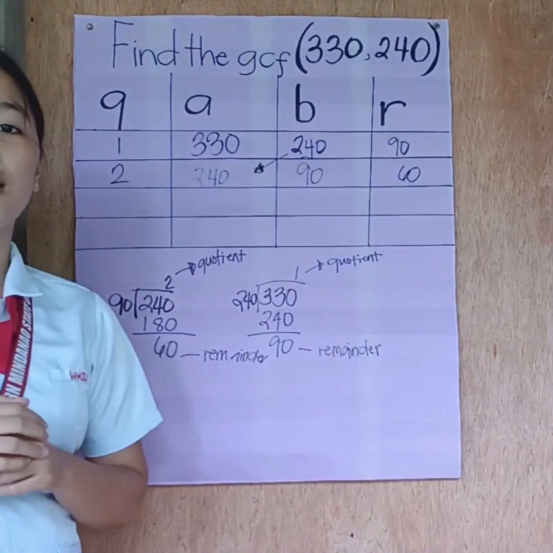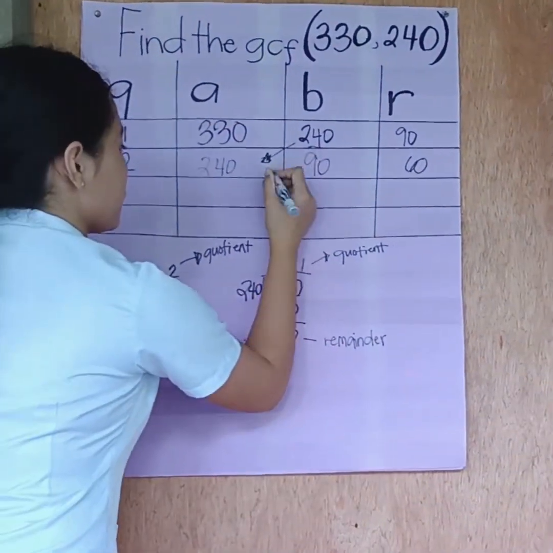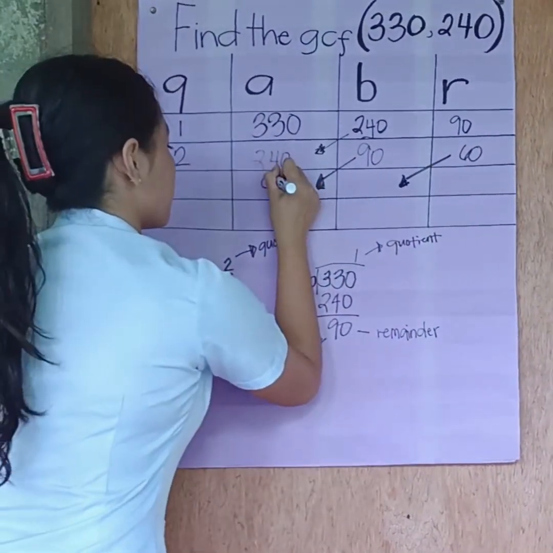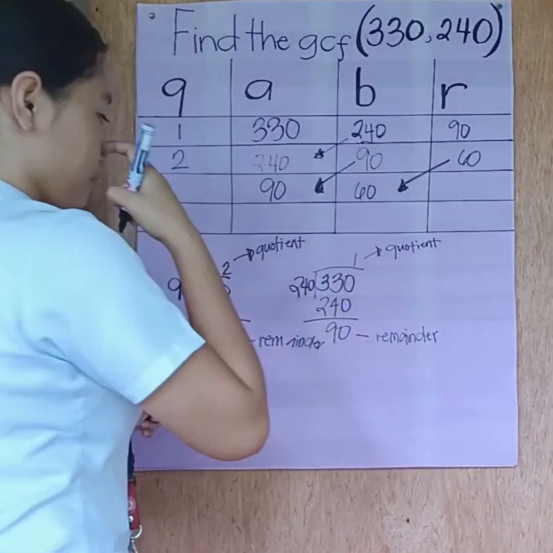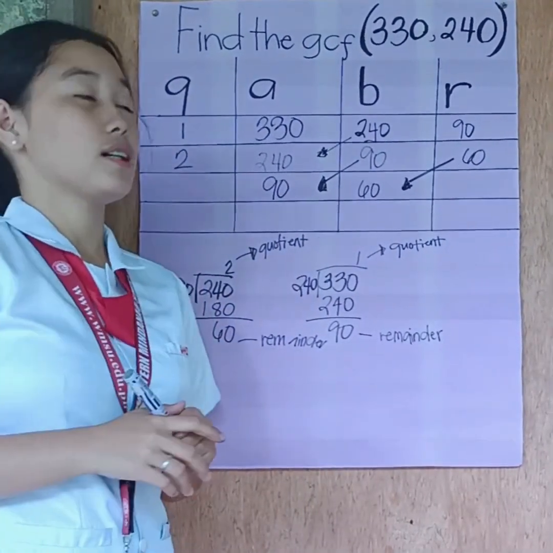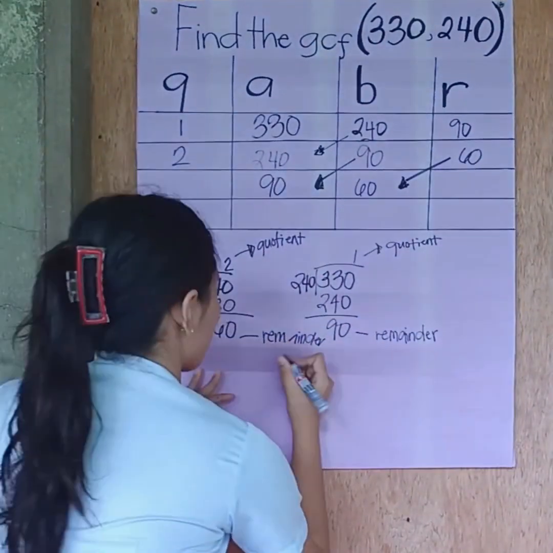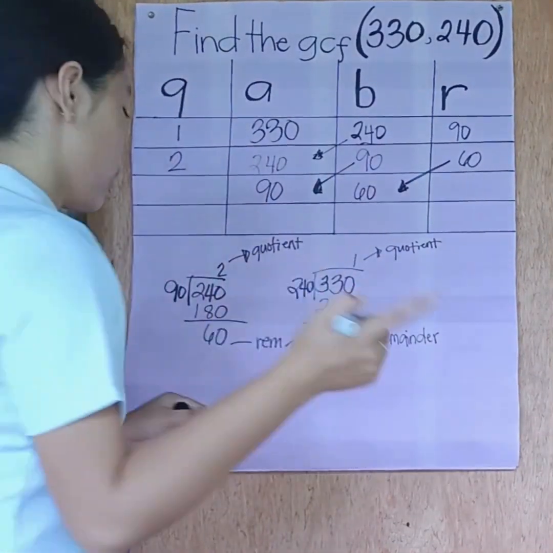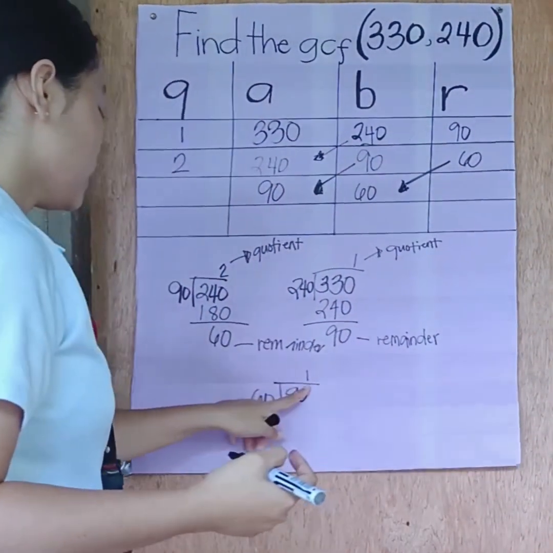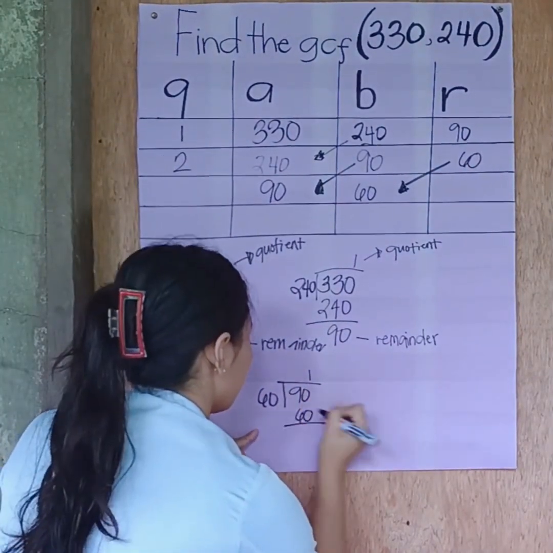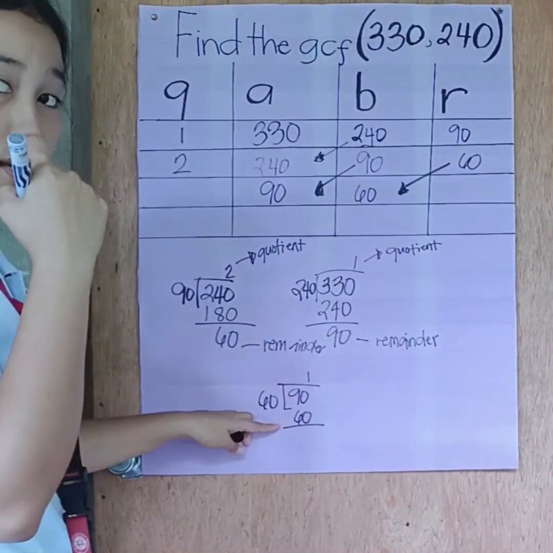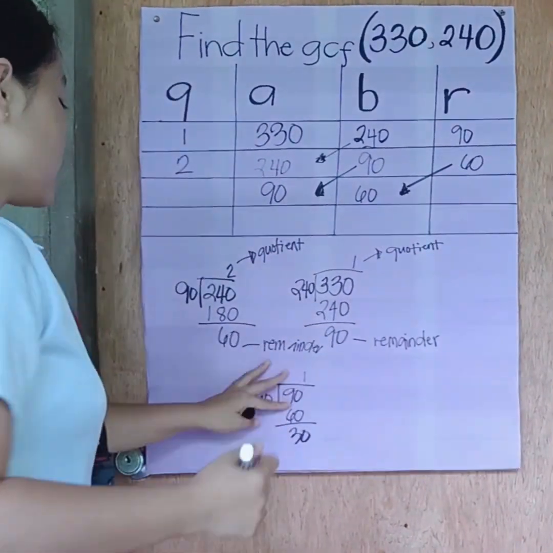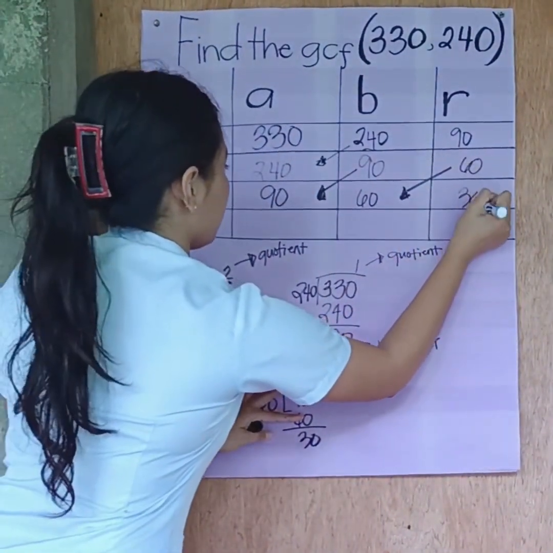So do another shifting operation. 90 here will become our A, and 60 here will become our B. So let's write 90 here and 60 here. Again, repeat the steps. Do the division operation. 90 divided by 60, what would be the answer? 1. So 1 times 60 will be 60. Then 90 minus 60 is 30. So 1 is our quotient and 30 is our remainder. So we will write 1 here and 30 here.